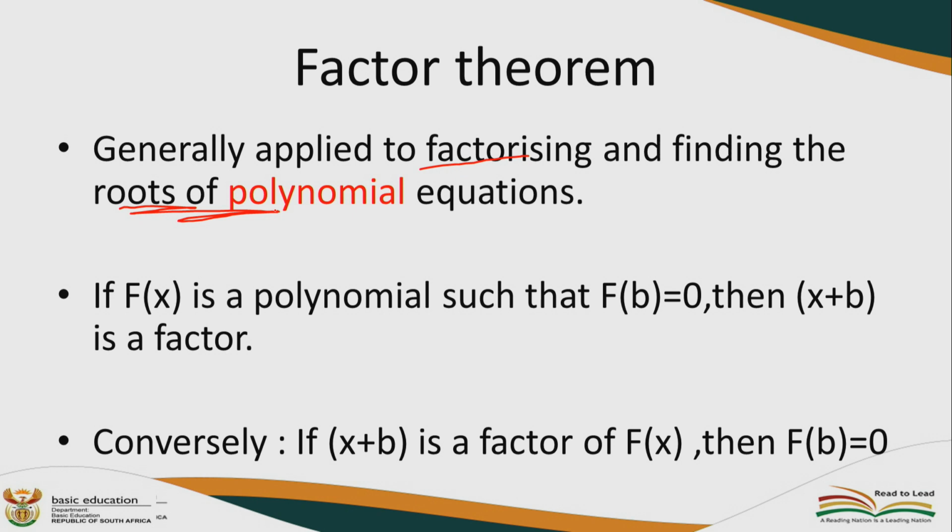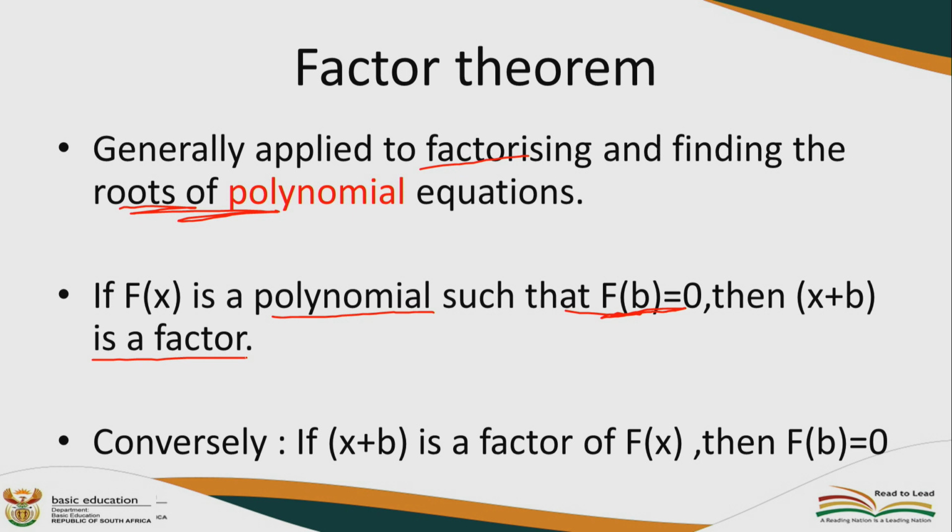equations. According to this theorem, it states that if f(x) is a polynomial such that f(b) is equal to 0, then x plus b is going to be what? It's going to be a factor of the polynomial, right?